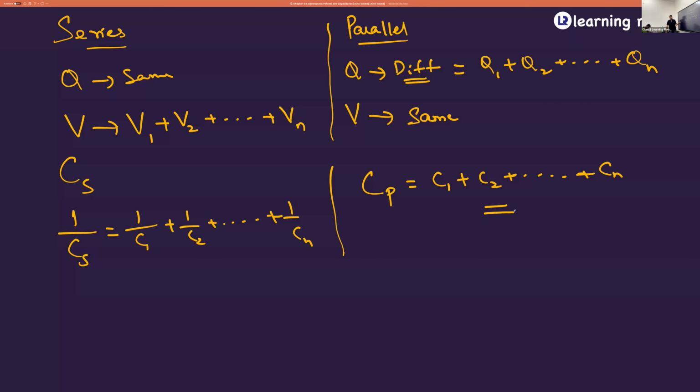Right. So how did we derive this? By using V is equal to V1 plus V2 plus so on. In the place of V1, what will you write? Q is equal to CV. You will write Q by C1, Q by C2, Q by C3, like that. On the left side you will write Q by Cs. So Q will get cancelled and you will get this. For parallel, you'll write C1V plus C2V plus so on till CnV. Correct.